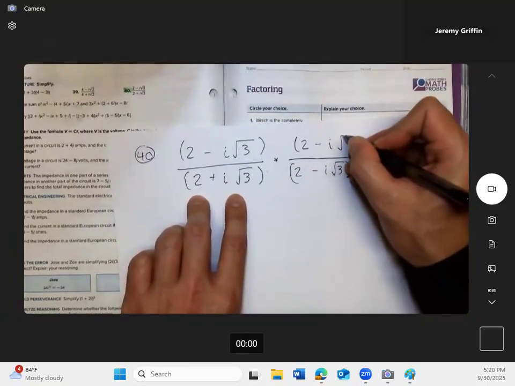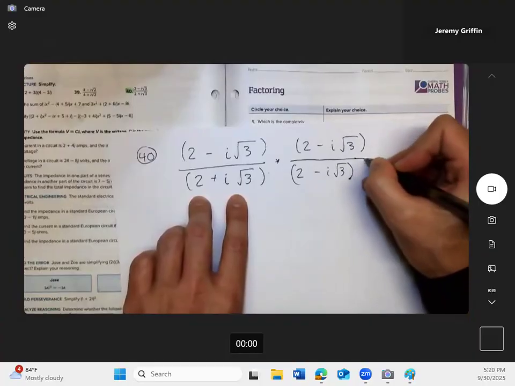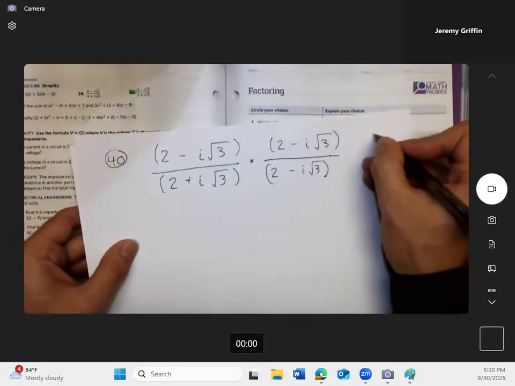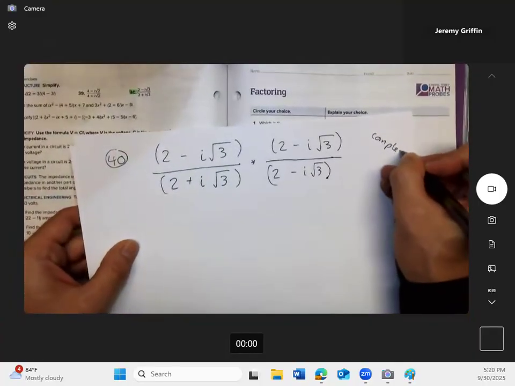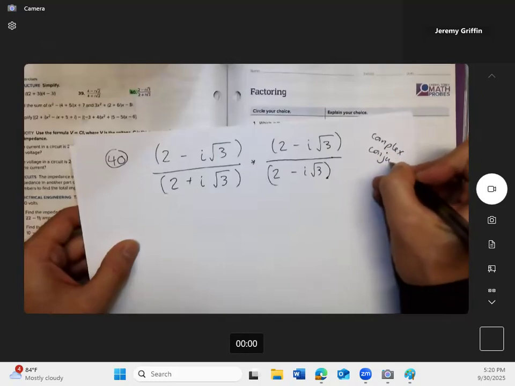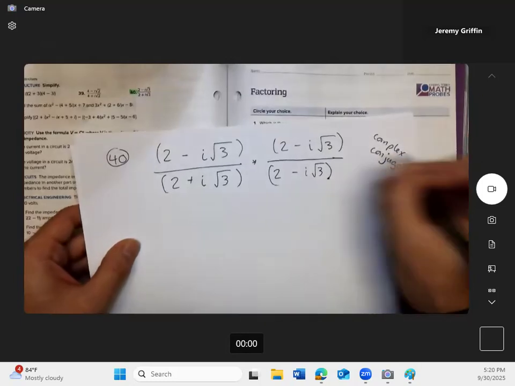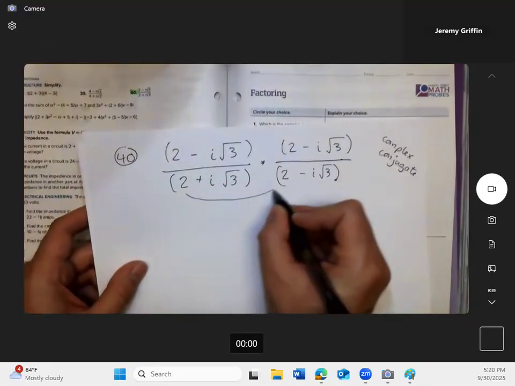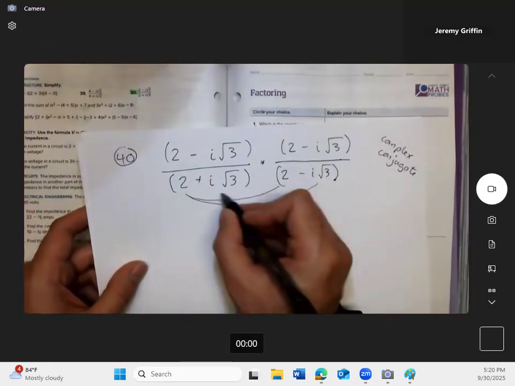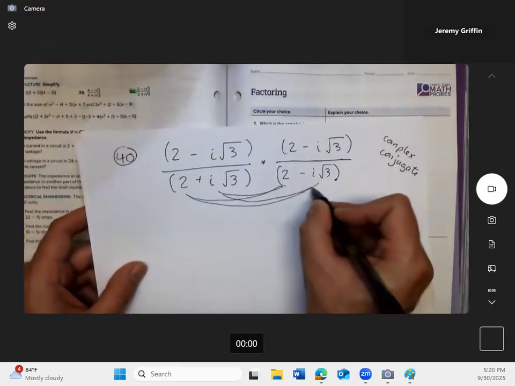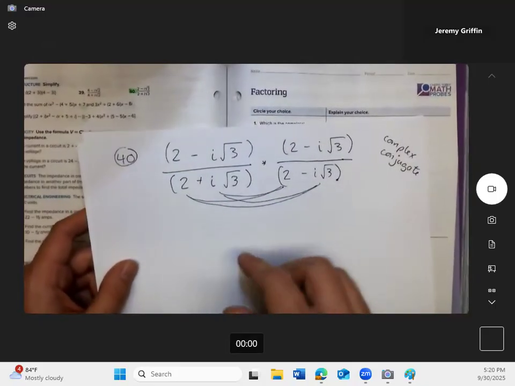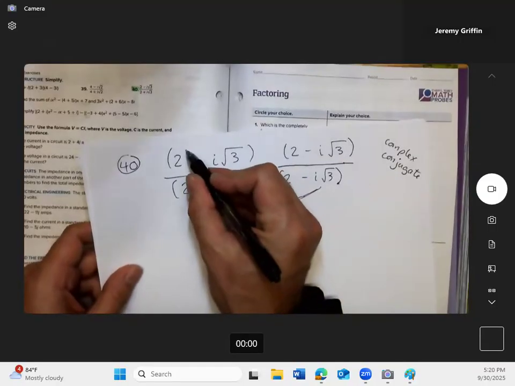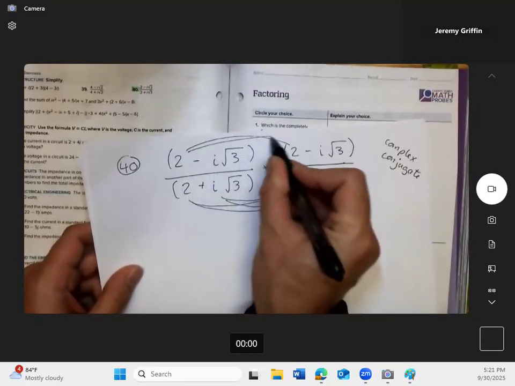So we've done a few of these. These complex conjugates. I'll spell that out in case you see that term again. Complex conjugate, it's like conjugate with the i's. And this is set up in such a way that when I FOIL out the denominator, FOIL, first, outside, inside, last, it should get rid of the i's. Now the numerator, I also have to FOIL.